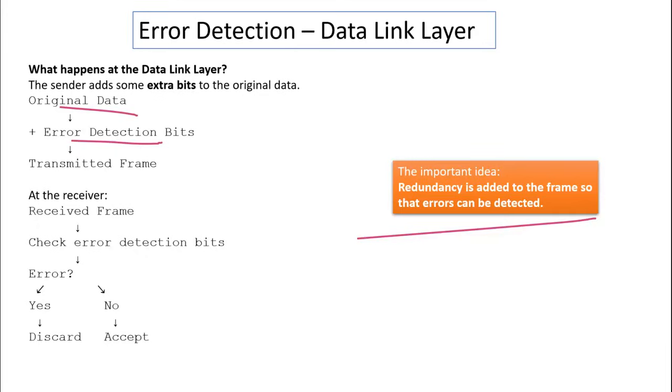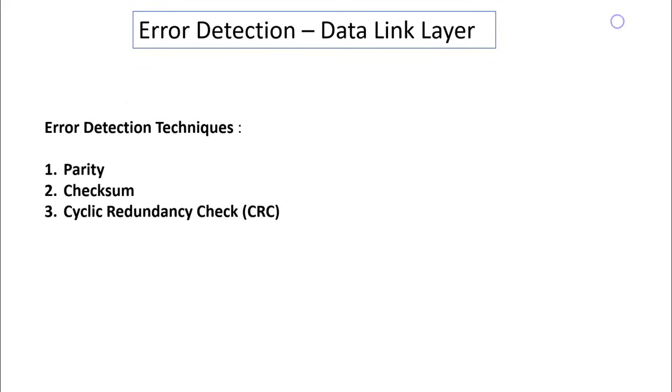At the receiver end, the receiver checks for the error detection bits. If there is no error, it accepts the frame. If it finds an error, it discards the frame. So this is the simplest error detection that happens between the sender and the receiver.